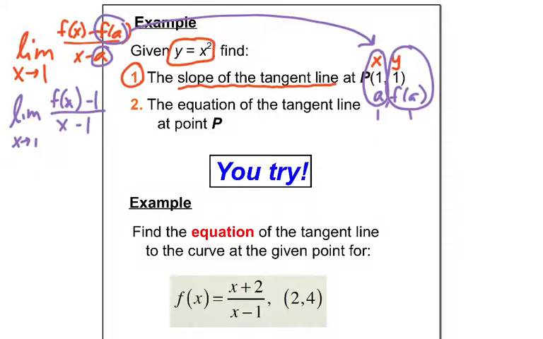But wait, don't we know what f of x is? Didn't they give that to us over here? Yeah, it's x squared. So why don't we write it like this? The limit as x approaches 1 of x squared minus the y value over x minus the x value.